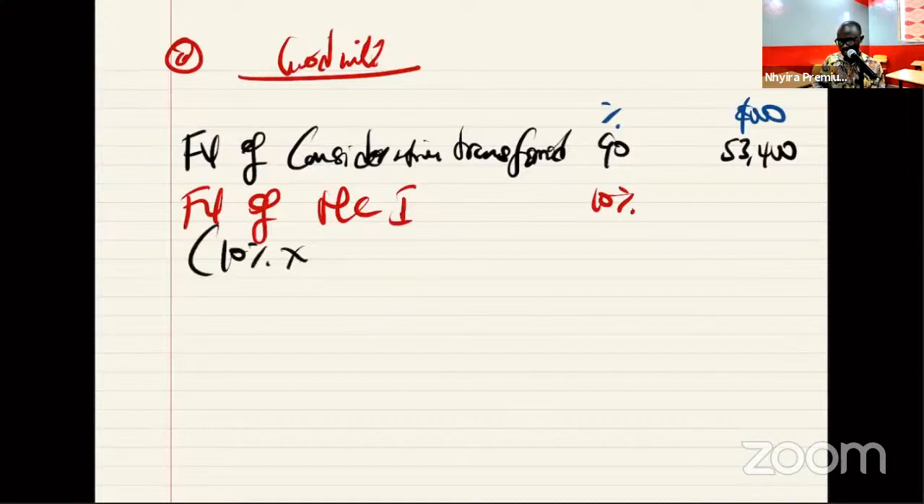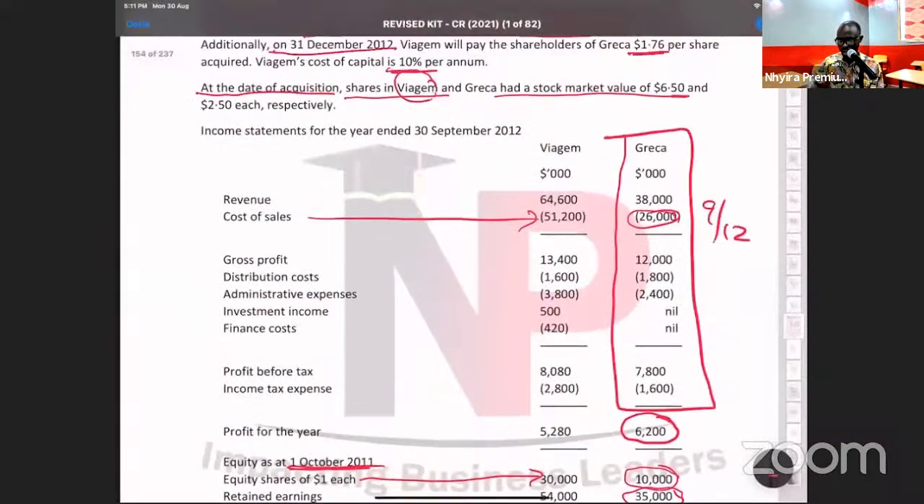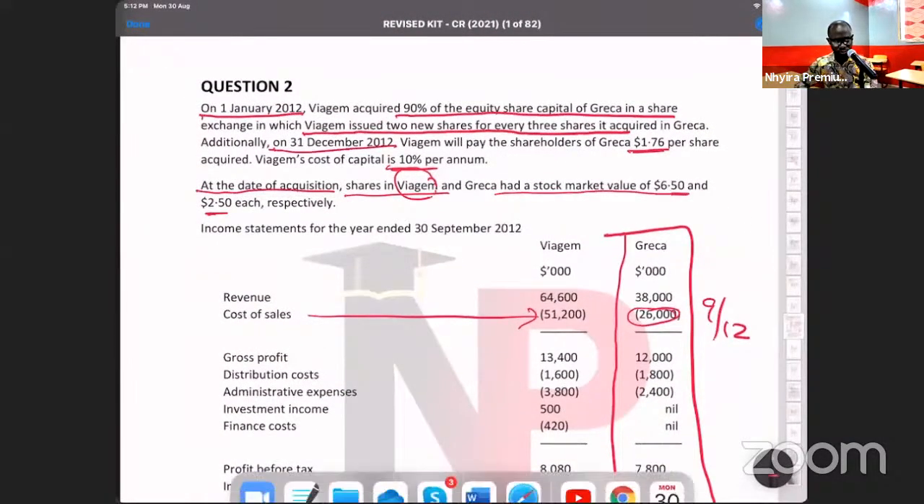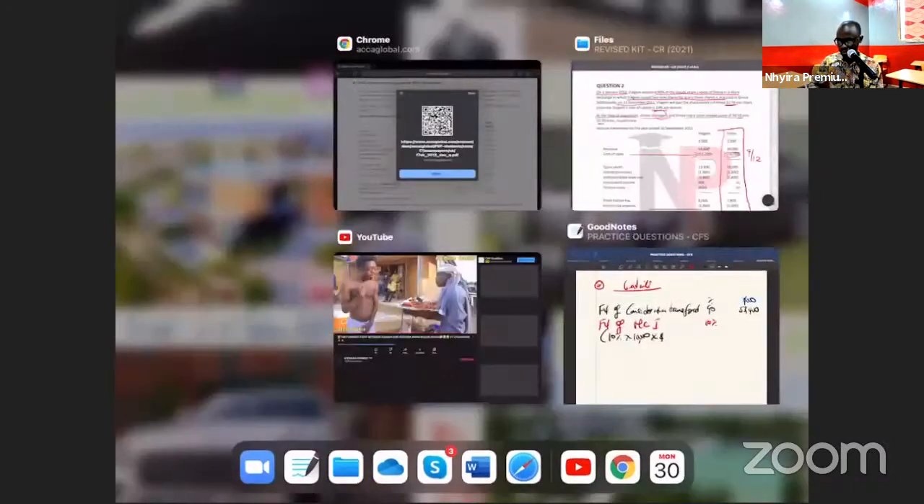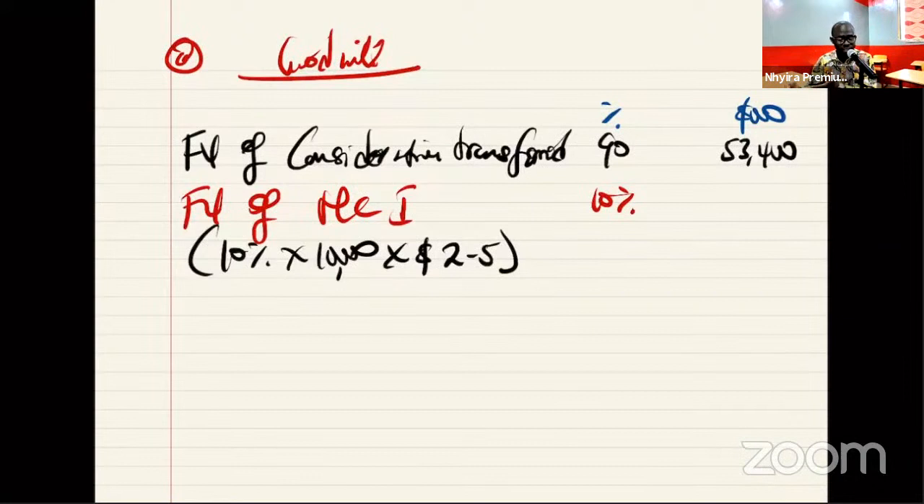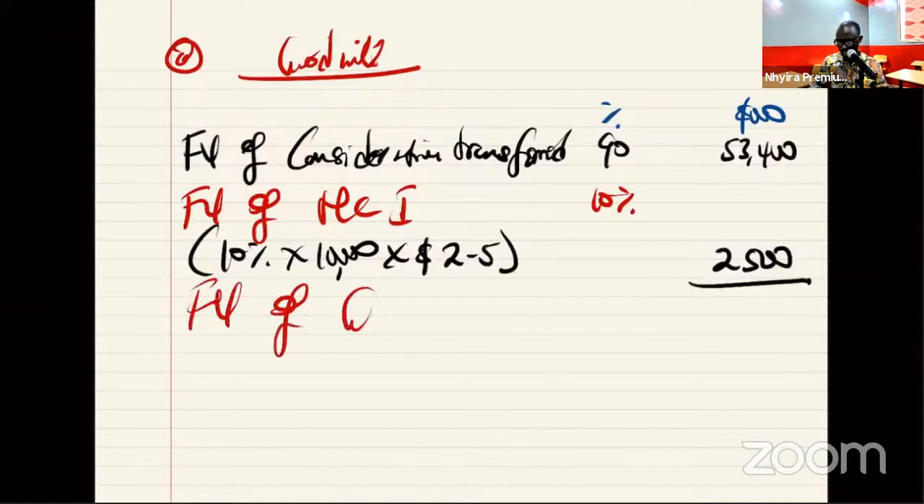We could do it just here. So they own 10% of the 10,000 shares of Grisa. And we're going to be using the share price of Grisa. And we go back to the beginning of the question because the share price of Grisa is 2.5. Does it make sense? And so that is their 10% share, and that gives us 2,500. And so when you now add it up, that gives you the fair value of Greece, 100%. And so you add it up, and that gives you 55,900.